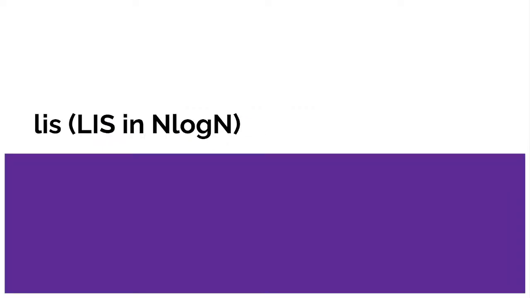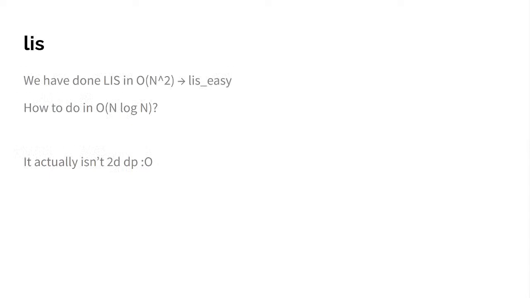So LIS in n log n. LIS easy is n squared. We have gone through that before. If you haven't done that, try to do that. How to do it in n log n?